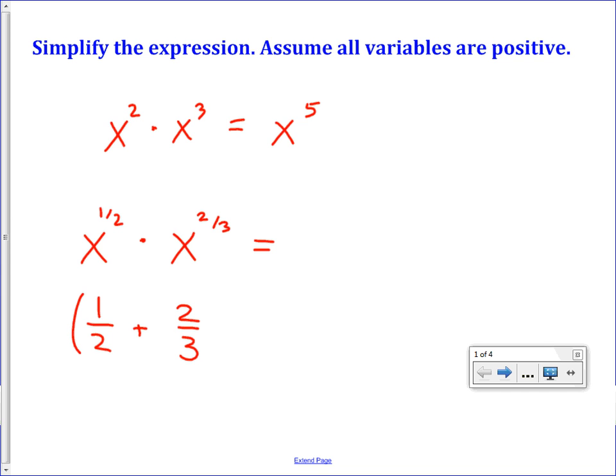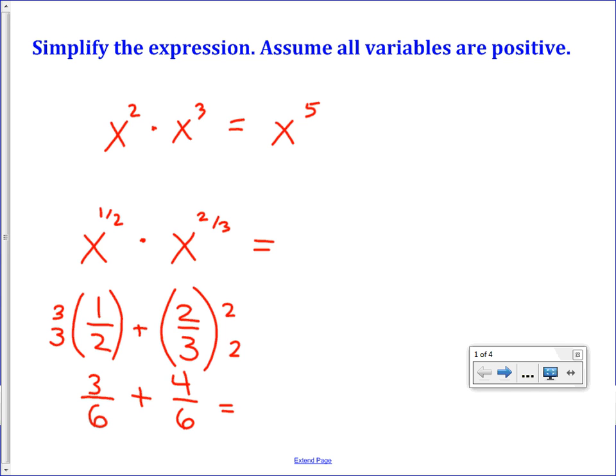We're going to have to multiply this fraction by 3 on top and bottom, and we're going to have to multiply this fraction by 2 on top and bottom. So that what we end up with is 3 over 6 plus 4 over 6, which equals 7 over 6. This is going to be our new exponent. So the simplified version is x to the 7 over 6 power. Okay?